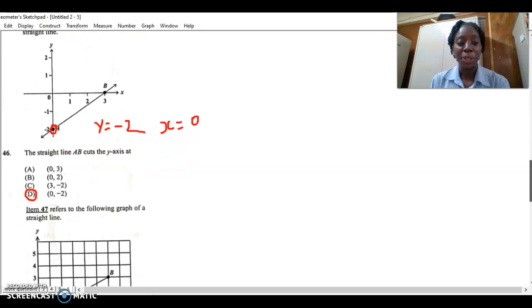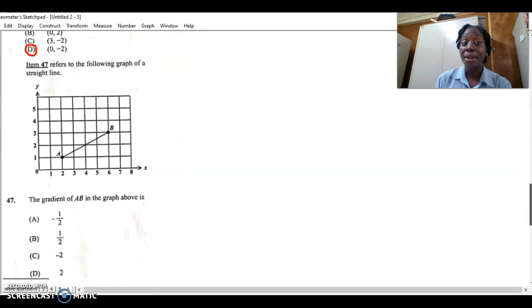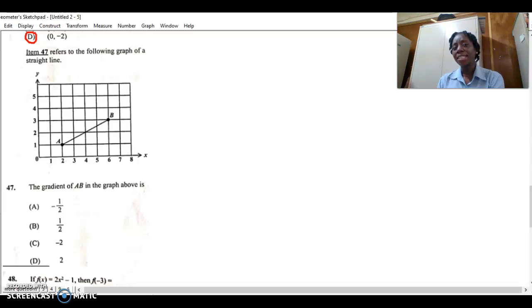Alright, moving right along. So we are now at item 47. Item 47 refers to the following graph of a straight line. So here we have our straight line A to B. The gradient of AB in the graph above is... so how do we describe the gradient? Now, first we need to find the coordinates of A, or we could use rise over run. I think that would be an easier method.